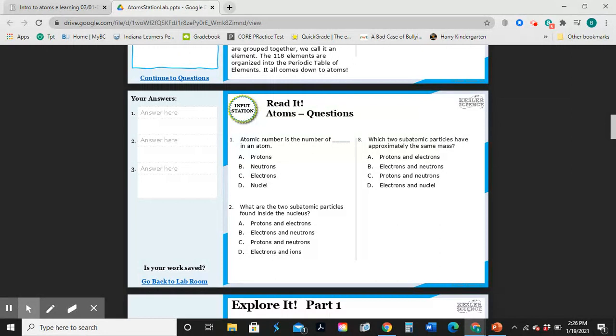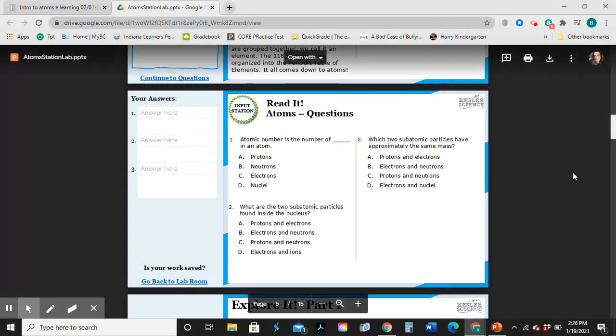3, which two subatomic particles have approximately the same mass? A, protons and electrons. B, electrons and neutrons. C, protons and neutrons. D, electrons and nuclei.